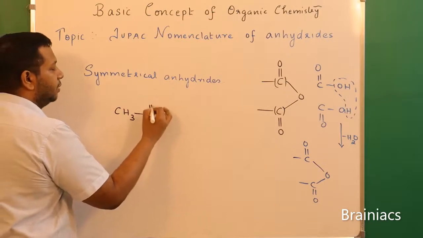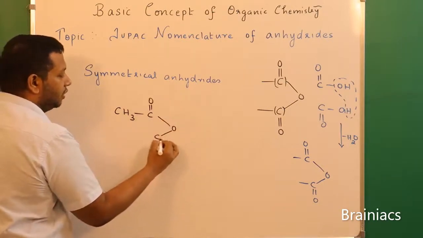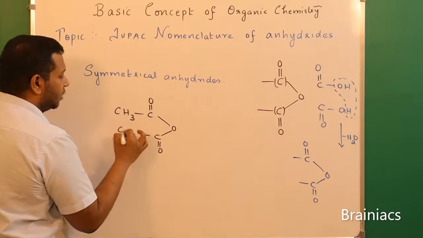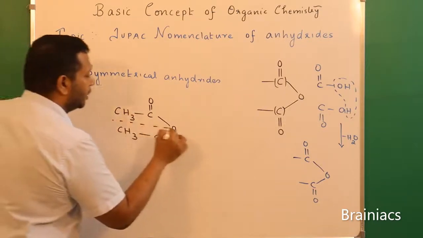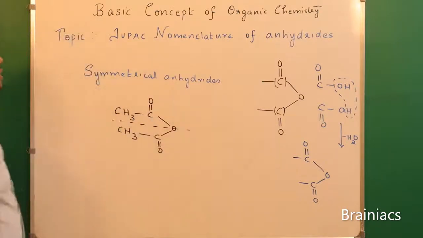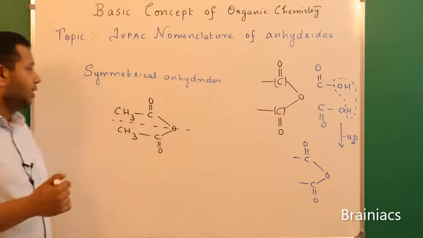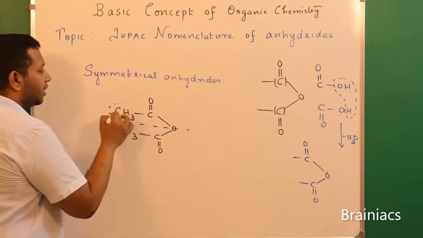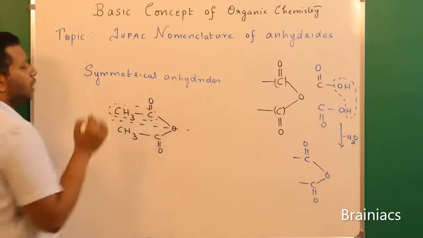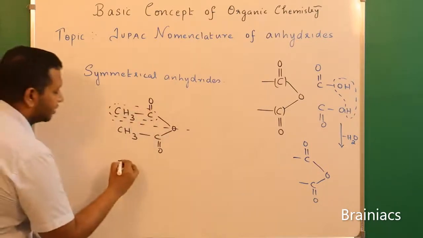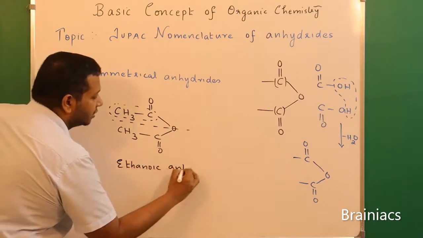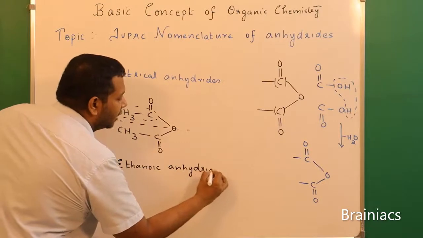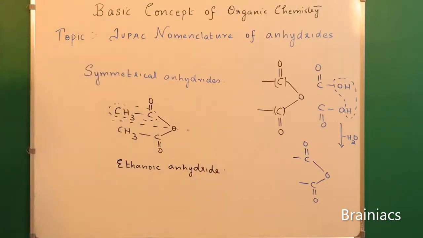Something like this: CH3 C double bond O, O C double bond O, CH3. These are all different representations. Here also, from this oxygen atom, this is symmetrical in nature, above and below. How many carbon atoms are here? Two carbon atoms are there. So two carbon atoms means the term eth. So I can say ethanoic anhydride. Ethanoic anhydride is the term used. Understood? Let's see another example.